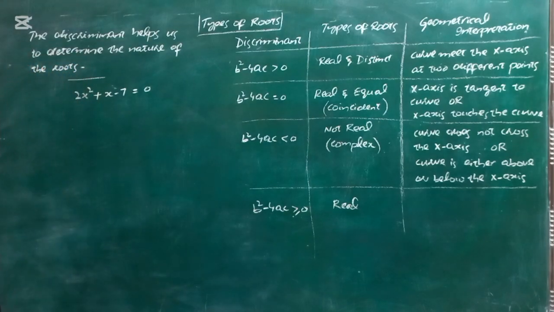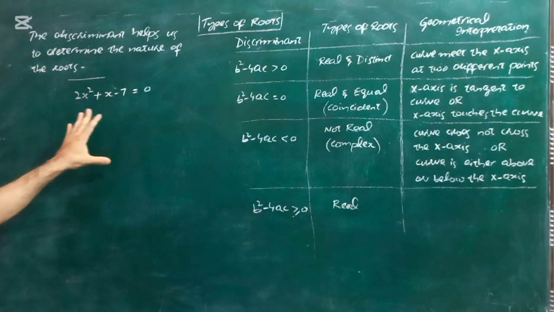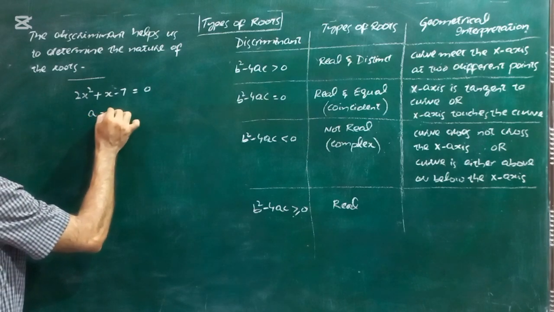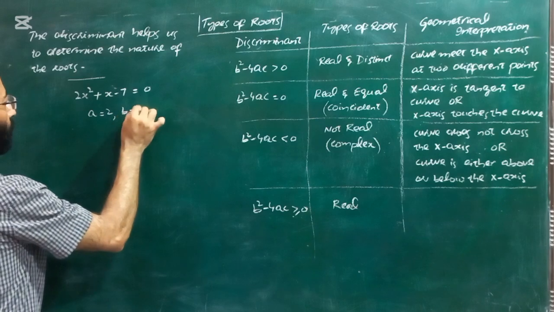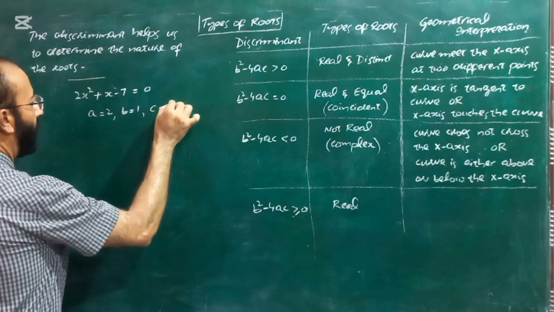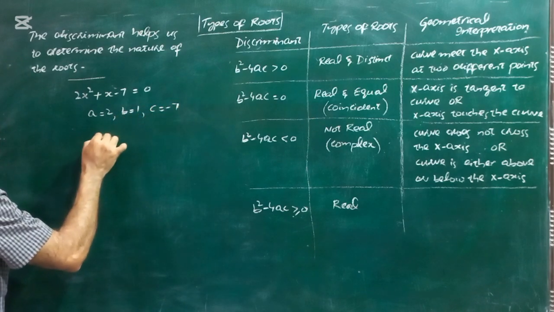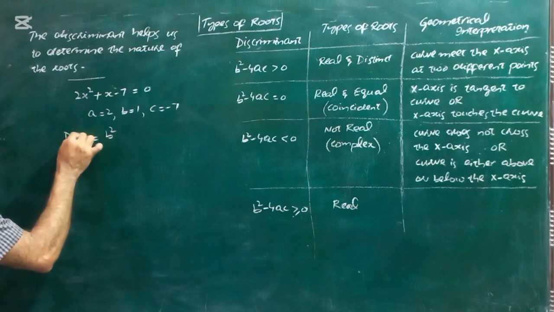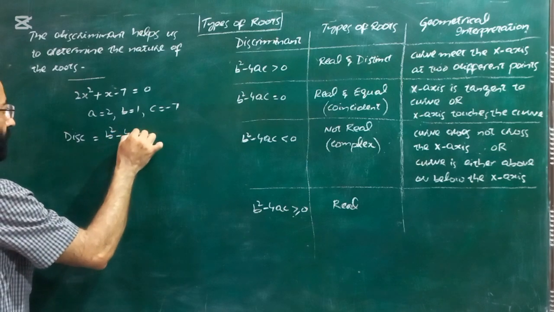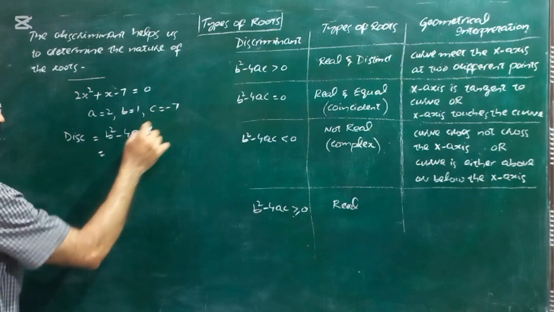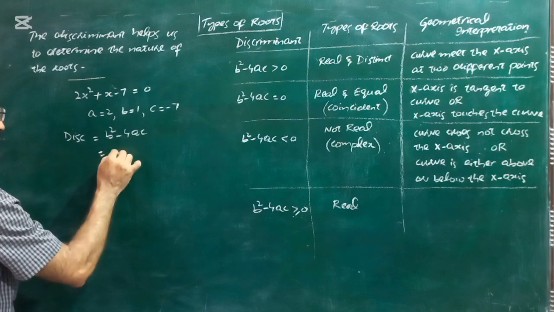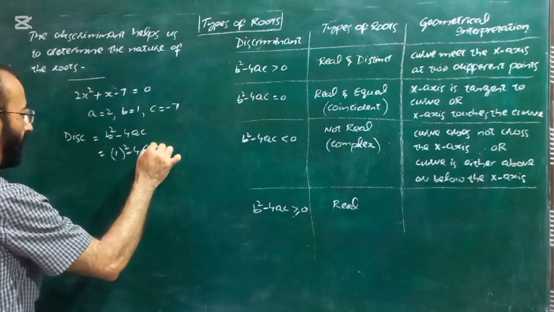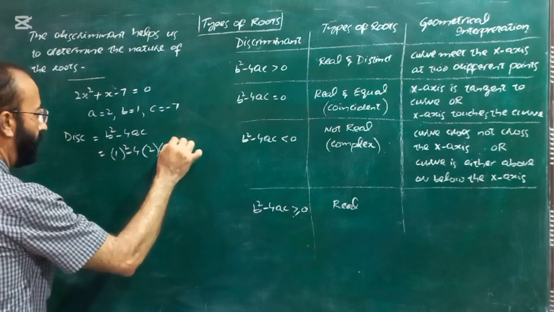Here is another question, and the requirement is the same. Find the nature of the roots. So from here, a is 2, b is 1, and c is minus 7. Now we are going to put the values into the discriminant. So the discriminant is b square minus 4ac. Now putting these values in, b is 1, so 1 square, minus 4 as it is, a is 2, and c is minus 7.